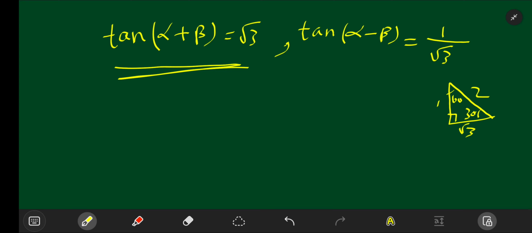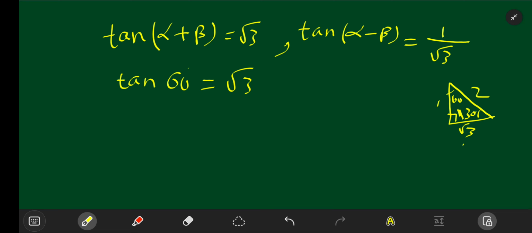This is in the form of tan 60 degrees is equal to root 3. What is tan 60? Opposite side by adjacent side, root 3 by 1, in the sense root 3. So compare these both. What is the value of theta? Alpha plus beta is equal to 60 degrees.